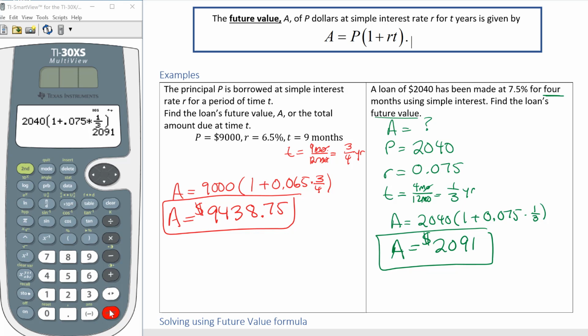So if you're the one loaning out the money, that's how much you'll get back after they've accrued the interest. If you're the one taking out the loan, well then that's how much you're going to have to pay after 4 months.